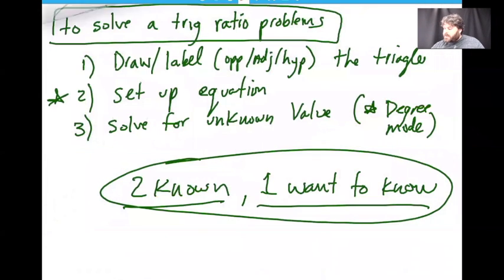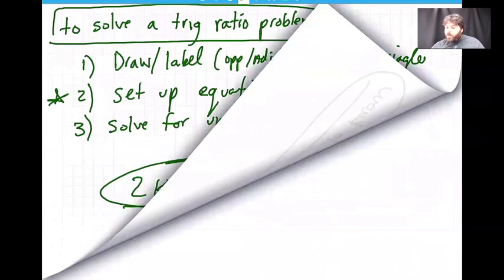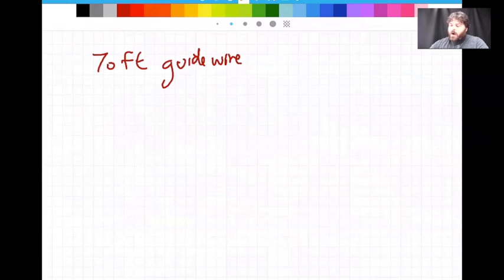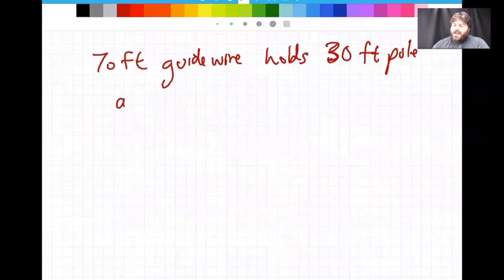So that's basically the idea, using the two things that you know and the one thing that you want to know. That is how you're going to know basically which of the three formulas to use, because they're all very similar. Okay, so let's look at an example. All right, a 70-foot guide wire holds a 30-foot pole. What's the angle of inclination?